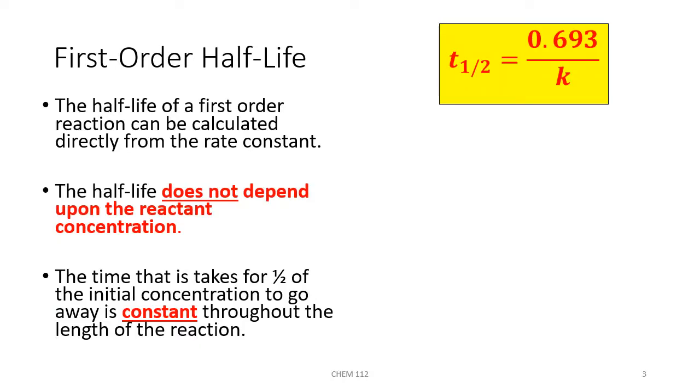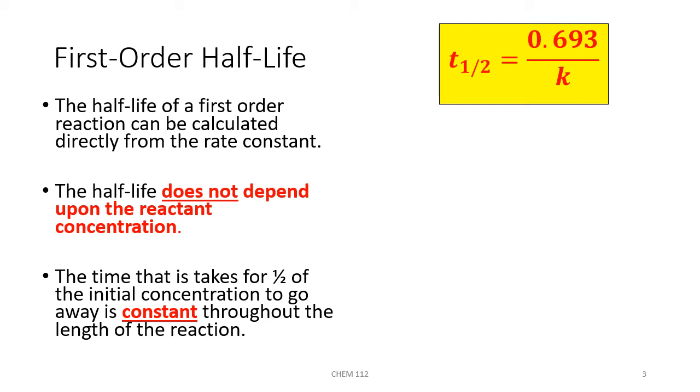The half-life of a first-order reaction can be calculated directly from the rate constant K. We saw that the half-life did not depend upon reactant concentration. When we look at our formula for calculating half-life, T1/2 is equal to 0.693, some constant value, divided by K, the rate constant. That'll be the time it takes for half of whatever initial concentration we start with to go away. There's no concentration term in this formula.